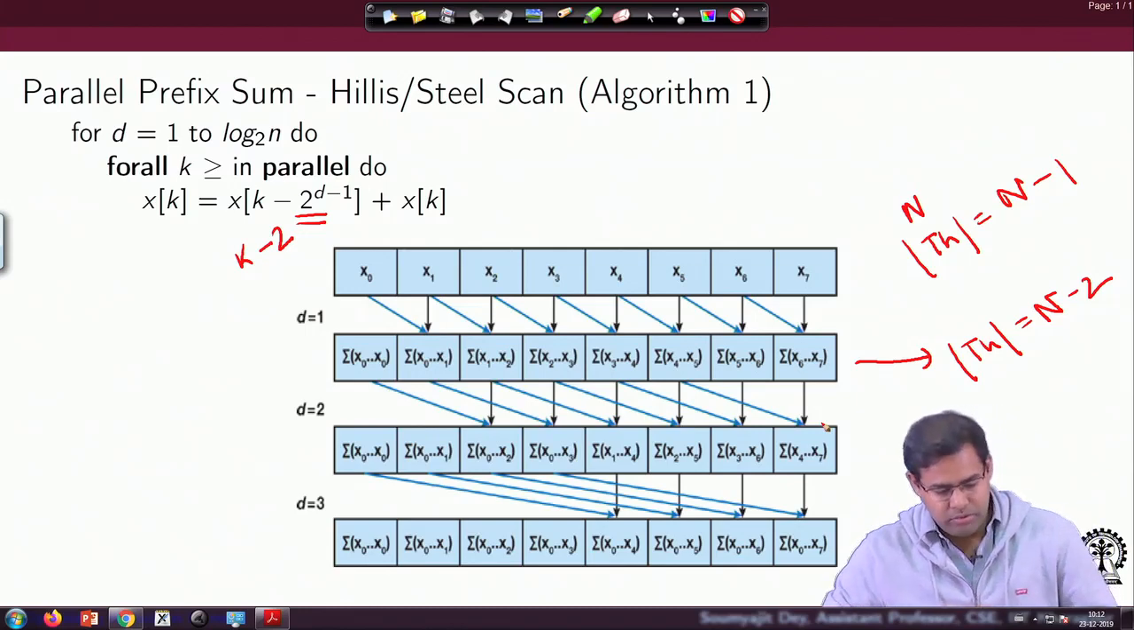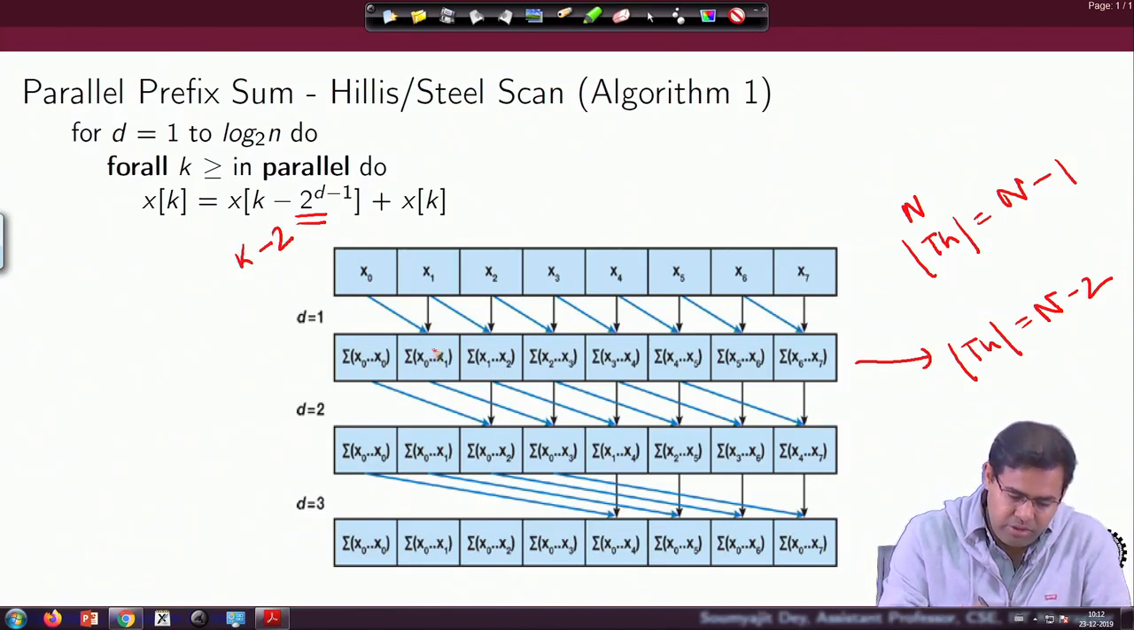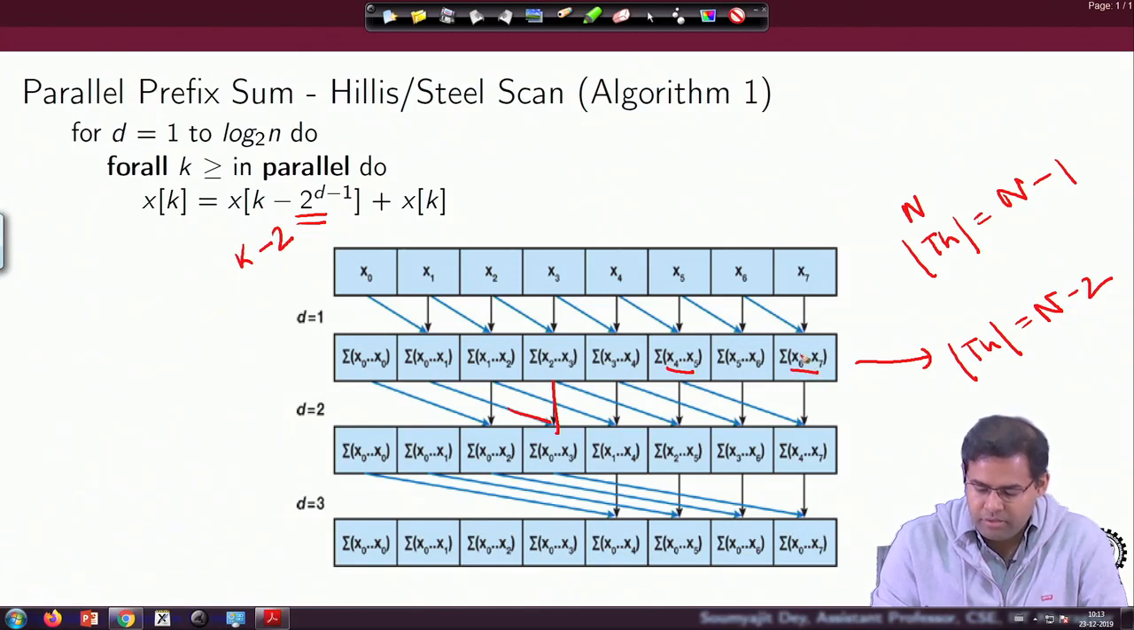But why is this working fine? Let's inspect that. Here I have the value x0 plus x1, and here I have the value x1 plus x2. Now, if I add this with x0, I get x0 plus x1 plus x2 here. If I look in here, I have x0 plus x1, and here I have x2 plus x3, operating at a stride of 2. If I add, I get x0 plus x1 plus x2 plus x3, so x0 up to x3. Similarly, if we check x4, x5, x6, x7 and add them up, we get x4 to x7.